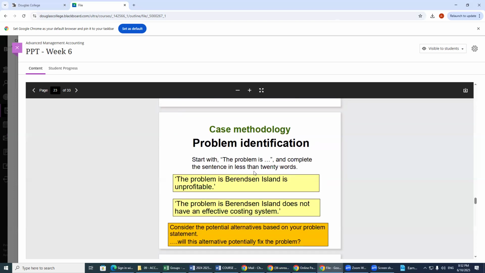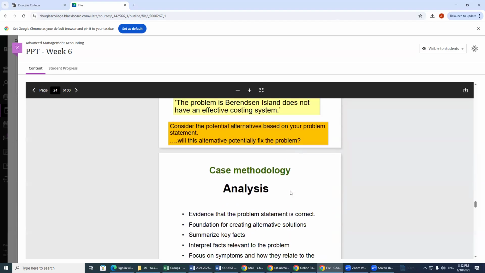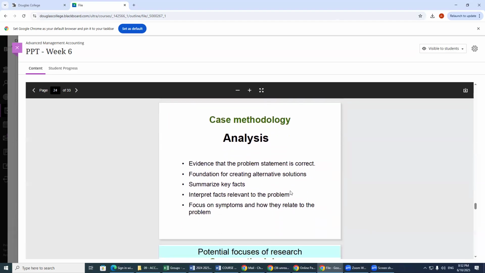So again, for the problem identification, we can say either this company is not using the costing system effectively, or does not have an effective costing system, or is using the traditional costing system, or the company is unprofitable, or the company is losing money. We're going to see in the case, and you're going to understand from the case, what exactly is happening there. On the methodology, we have to gather some evidence of the problem.